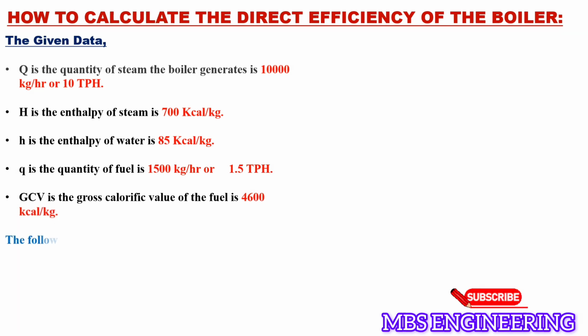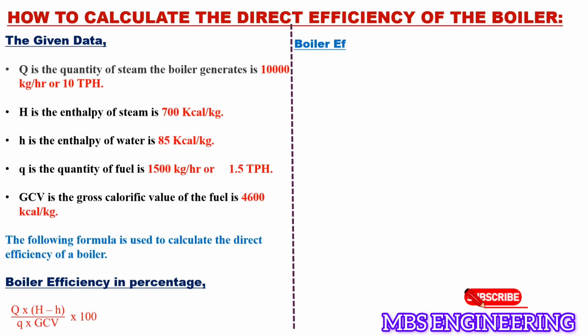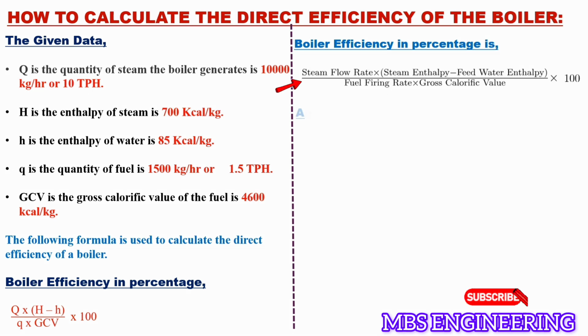Next, the following formula is used to calculate the direct efficiency of a boiler. Boiler efficiency in percentage is Q into capital H minus small h into 100, and then the obtained value is divided by Q into GCV. Or, the boiler efficiency in percentage is steam flow rate multiplied by steam enthalpy minus feed water enthalpy into 100, and then the obtained value is divided by the fuel firing rate into fuel calorific value.